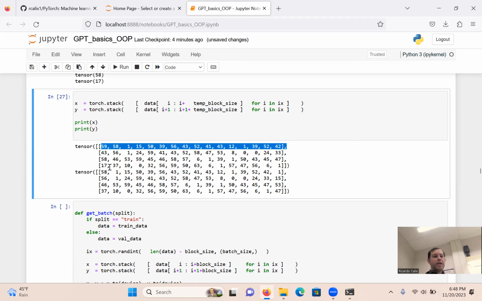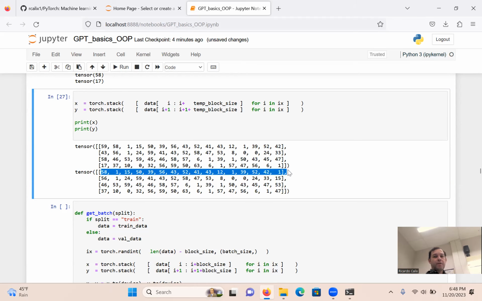And notice down here, these are the 4 X's, the batch of 4 by 16. And down here is the corresponding Y batch. And what do you notice here? They're shifted, right? By 1. So this one is 59, 58, 1. This one is 58, 1, 15. It's shifted. I've accomplished my objective.